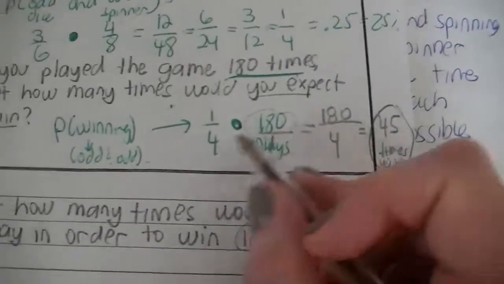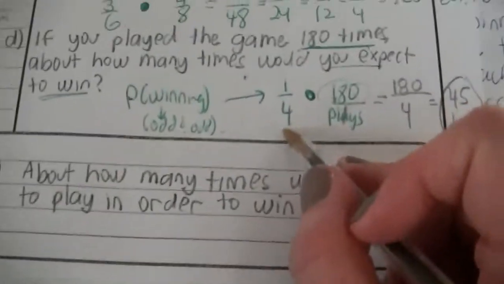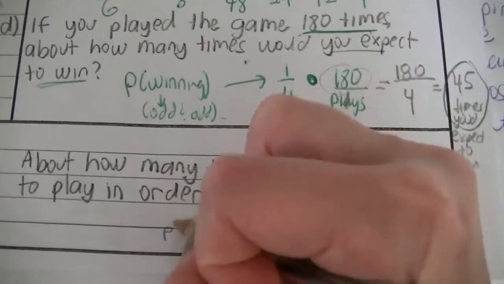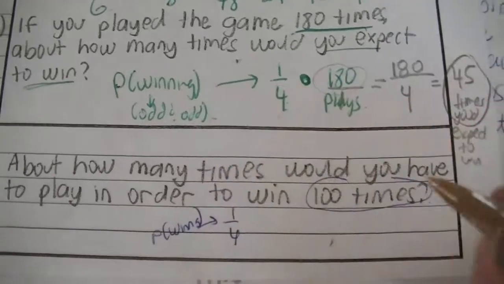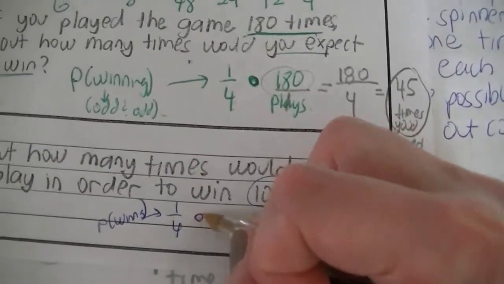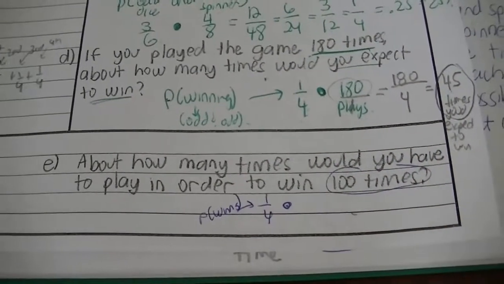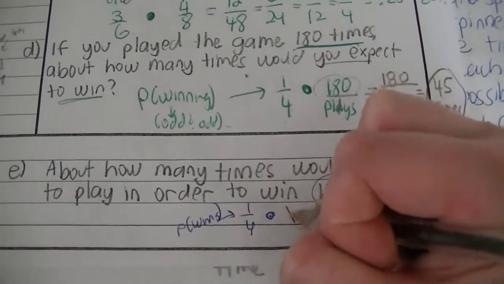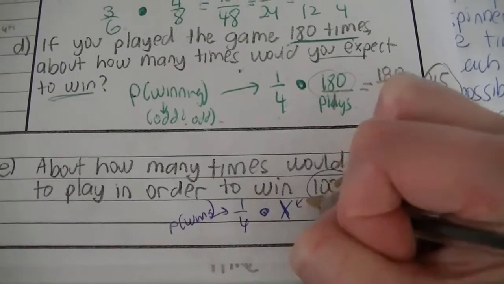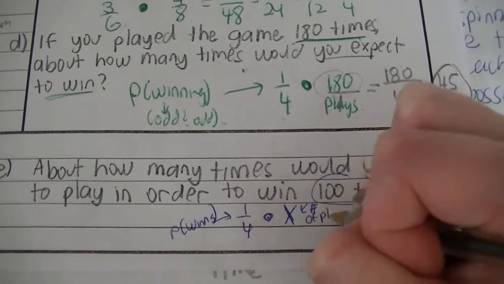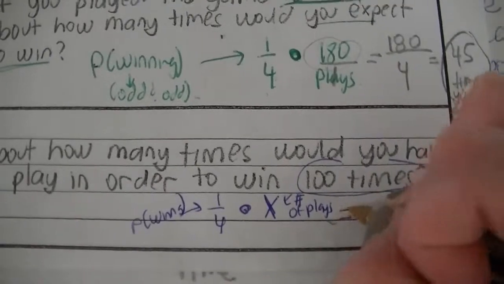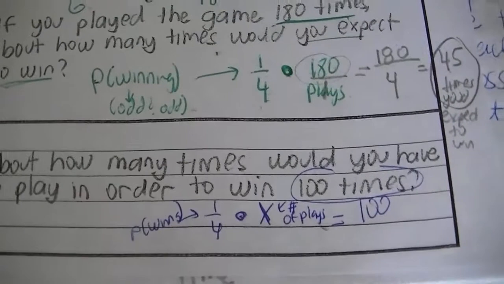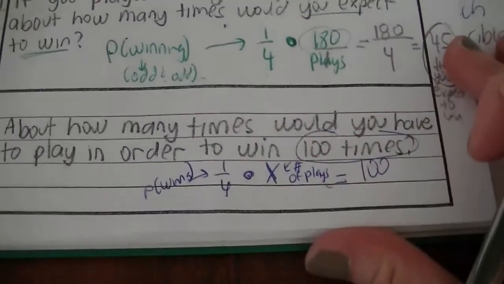So I'm going to just copy this right here. That's the chance of winning, 1/4. It's the probability of winning, you know, getting odd. And we're going to multiply it by our number of plays. Do we know our number of plays? Well, no, because it's asking how many times would you have to play. I'm going to assign a variable to that, x. That's the number of plays. We don't know it. But we know we're going to win 100 times. Now all you've got to do is solve for x.